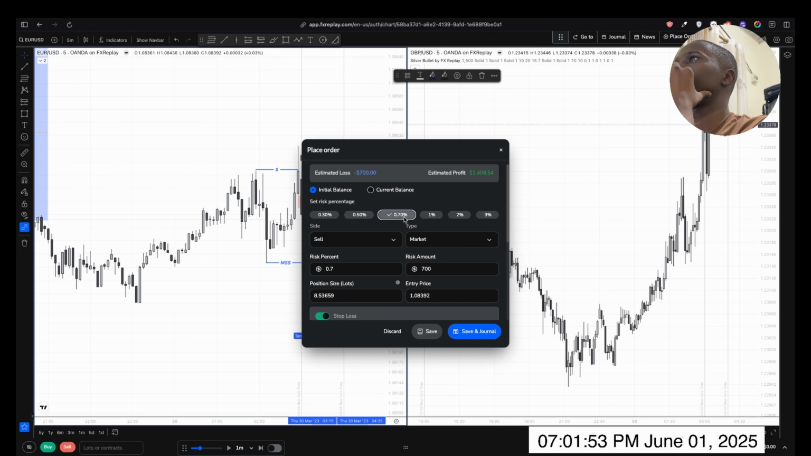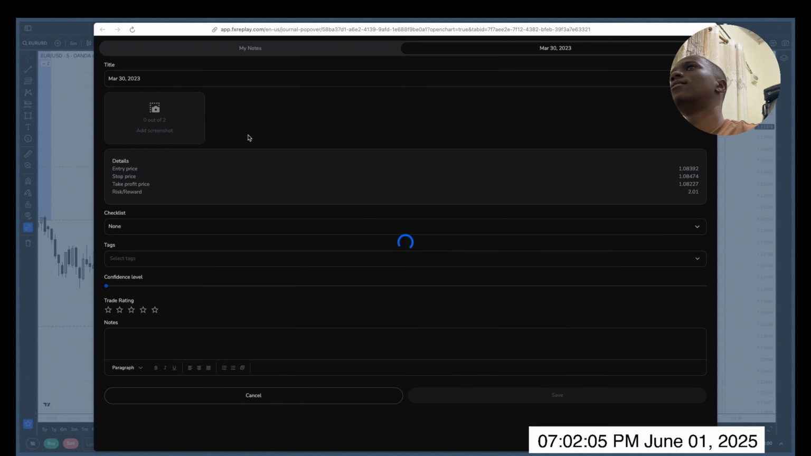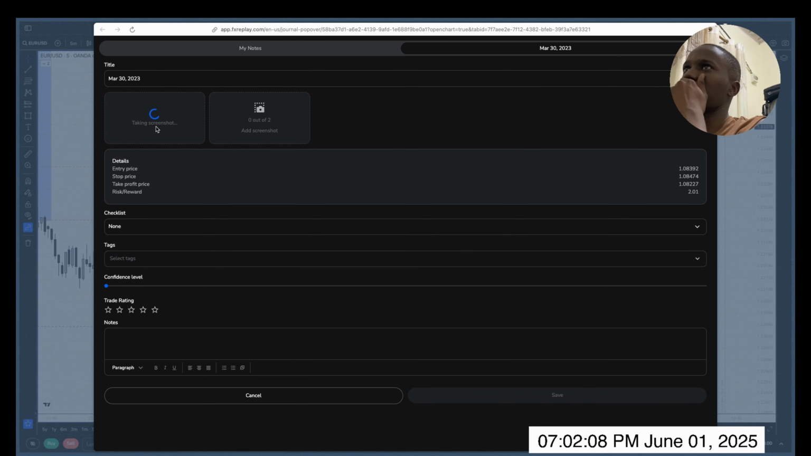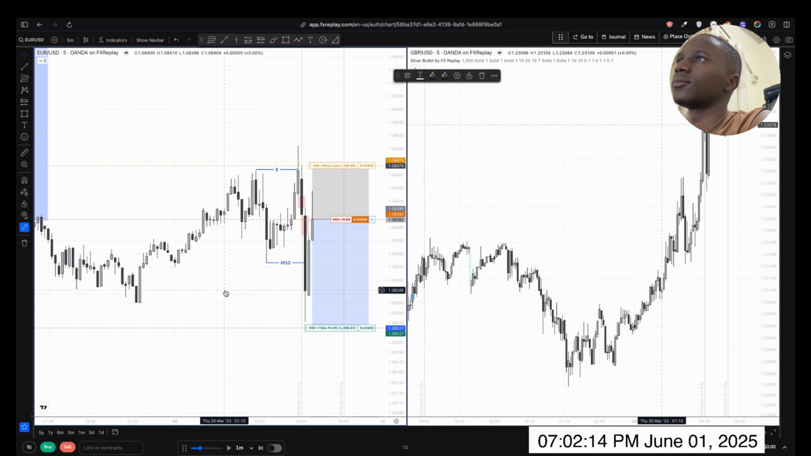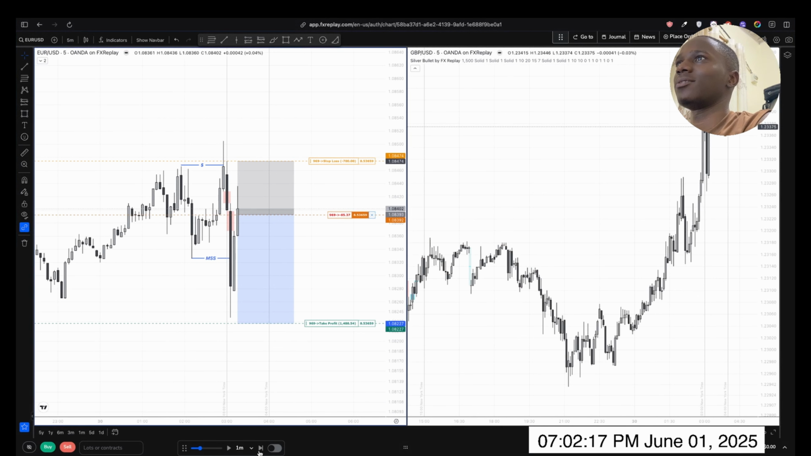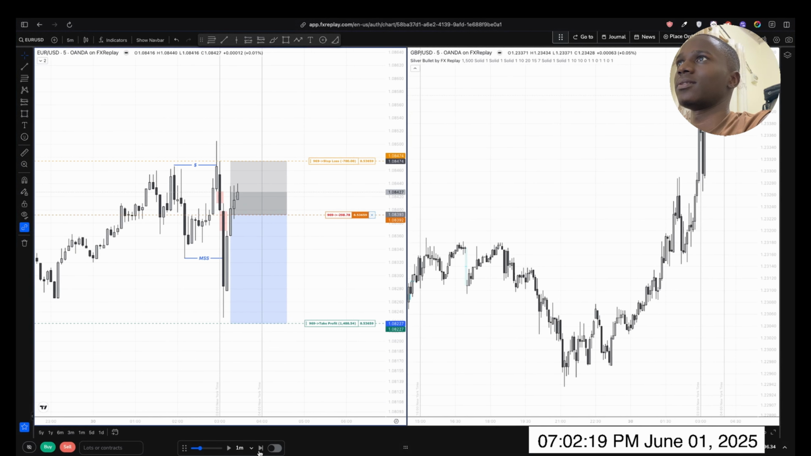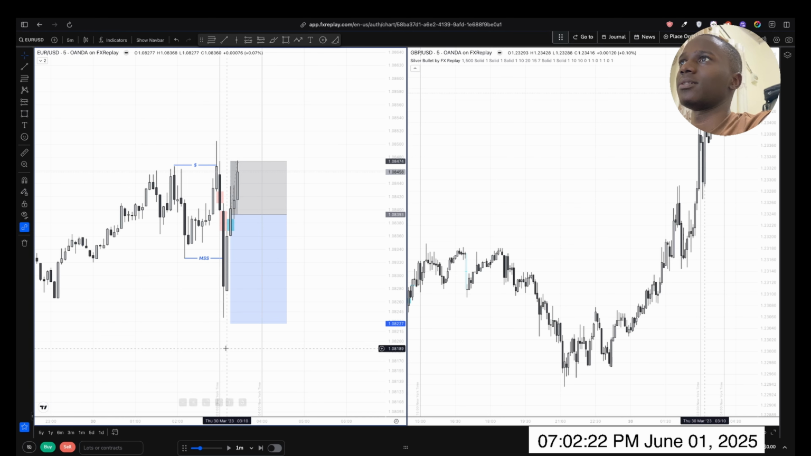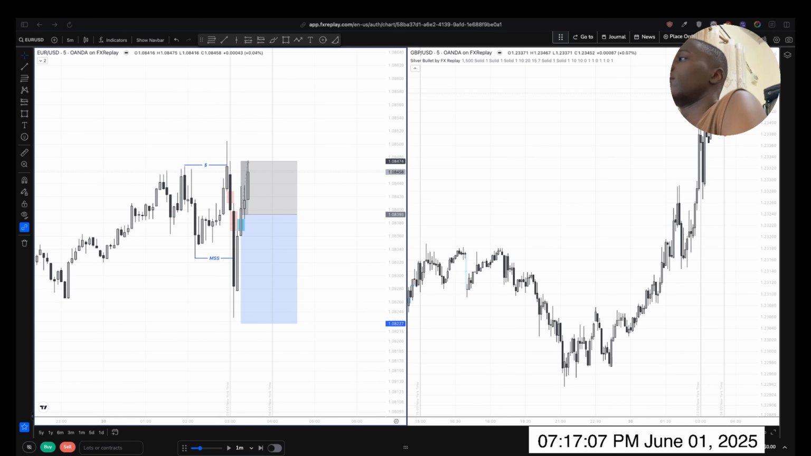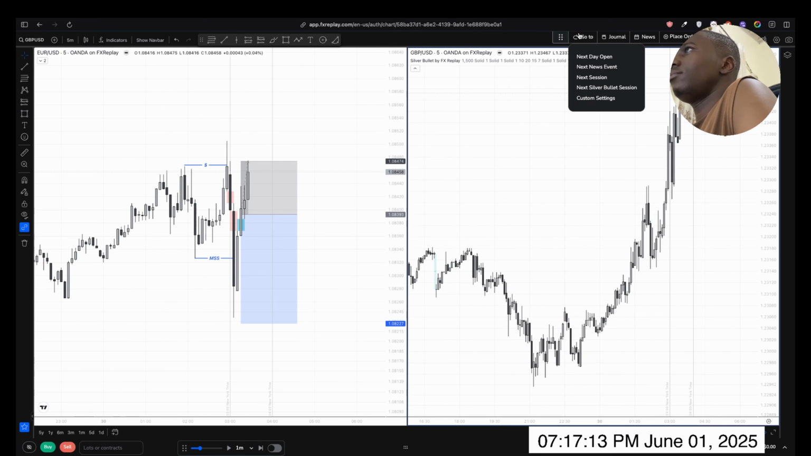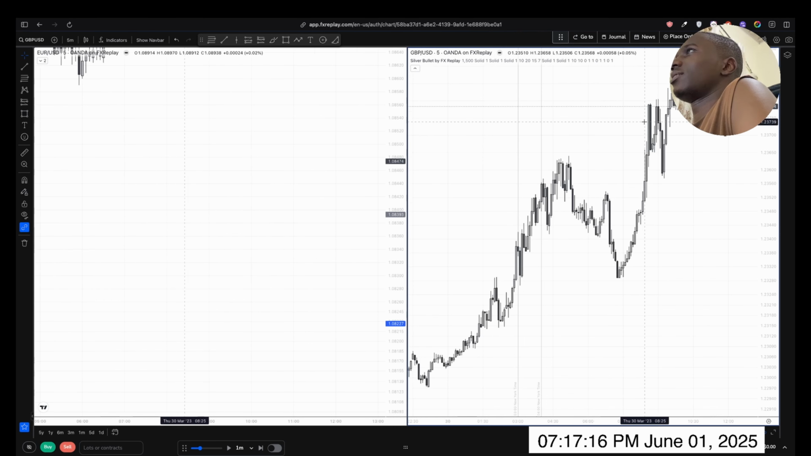Let's risk 0.7. Right, so let's save this. This month we are on some constant losing streaks. Yeah, back to back. Looks like these days are really crazy. So let's go to the next silver bullet session.